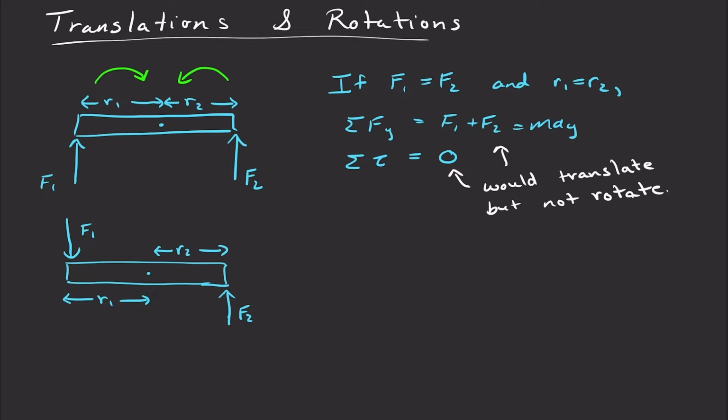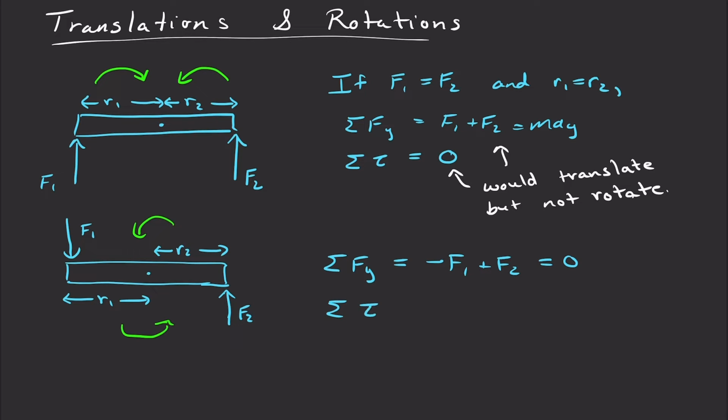Now they're both going to cause rotations in the same direction, so their torques will be in the same direction. Again, we'll just leave F1 equals F2, R1 equals R2. If you sum up the forces in y, you get minus F1 plus F2, and they're the same size, so they're going to go to 0. So the sum of the forces is 0.